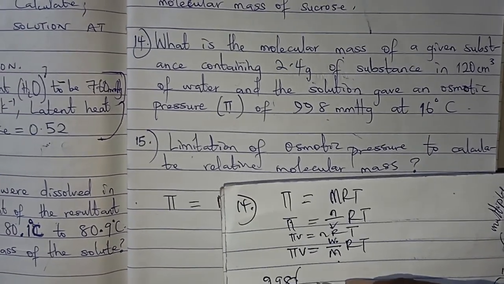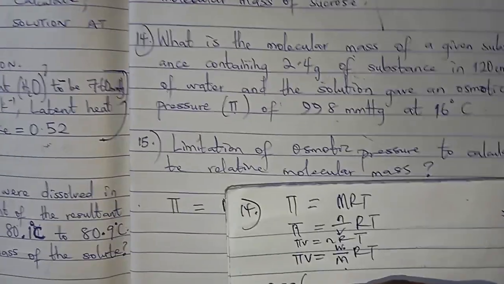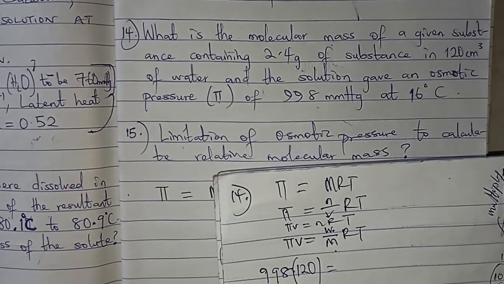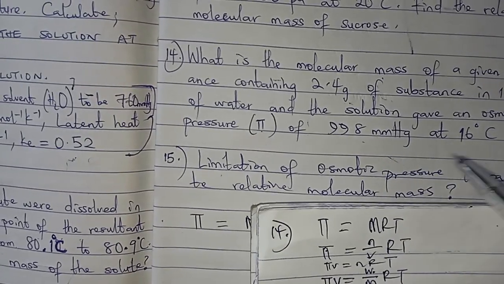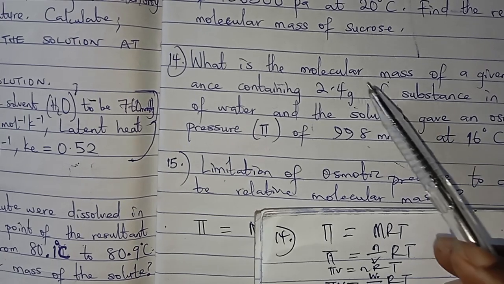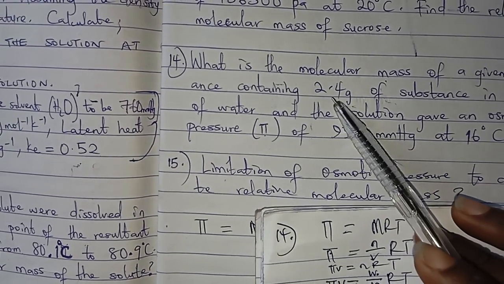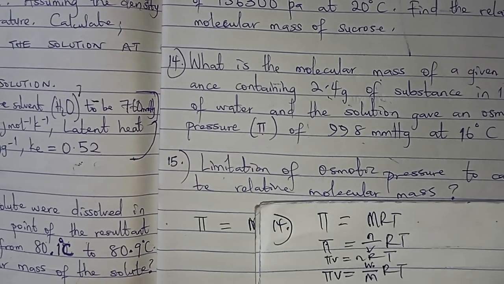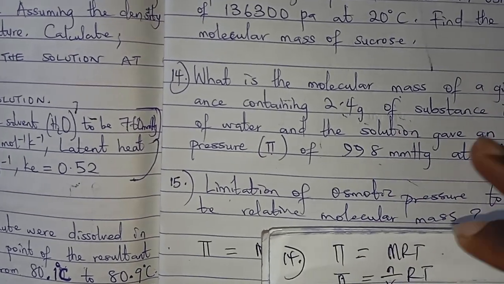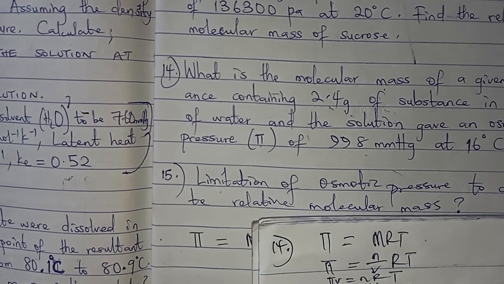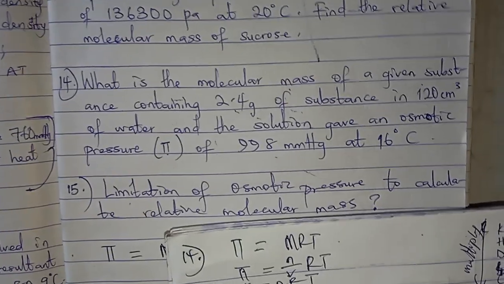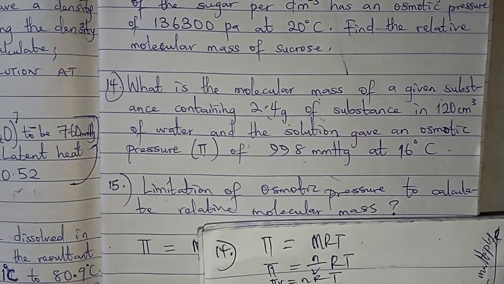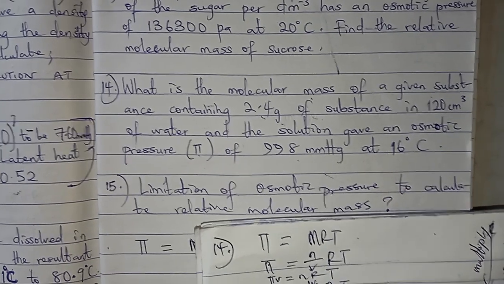So looking at the values given to us, we have pi, which is osmotic pressure, to be 998 millimeter mercury. Then we have the volume to be 120. If you converted your own, no problem. Equals to the mass. Did they give us the mass? They said the molecular mass of a given substance containing 2.4 gram. Yes. So 2.4 gram all over M. I can use M2, but let me just use M because in osmotic pressure we don't have anything like M1 and M2. Then times R.